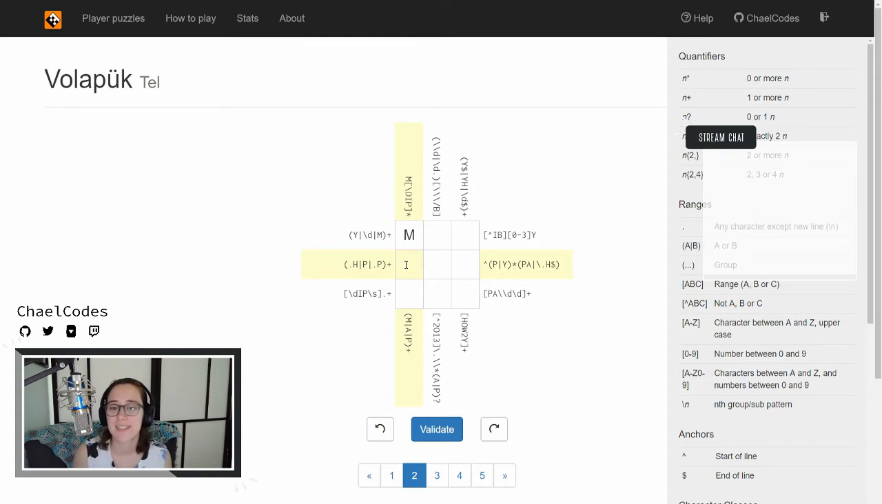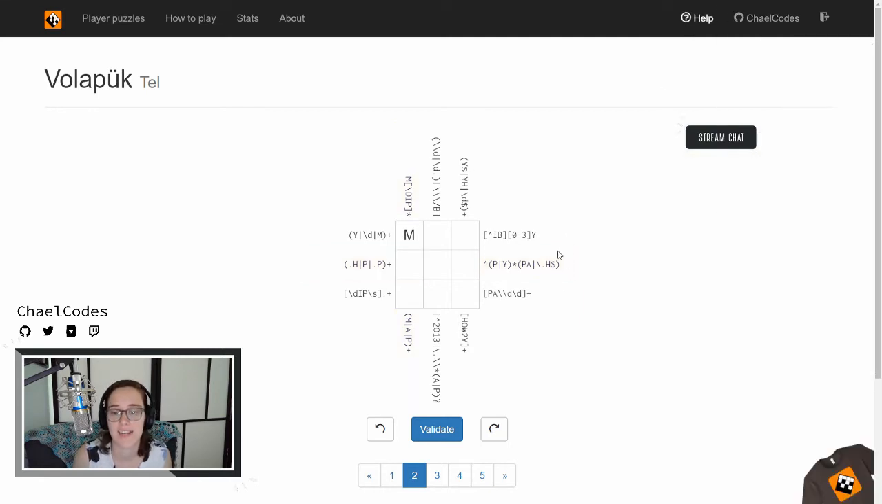So the next one says either PA or, and then it's got a forward slash dot. That forward slash dot, whenever you see that forward slash, you're escaping a character. So we are escaping the meaning of any possible character for that dot. Instead, we're just saying it will be a dot. And then it's got an H and then a dollar sign. And that dollar sign is end of the line. So that's an anchor for the end of the line.